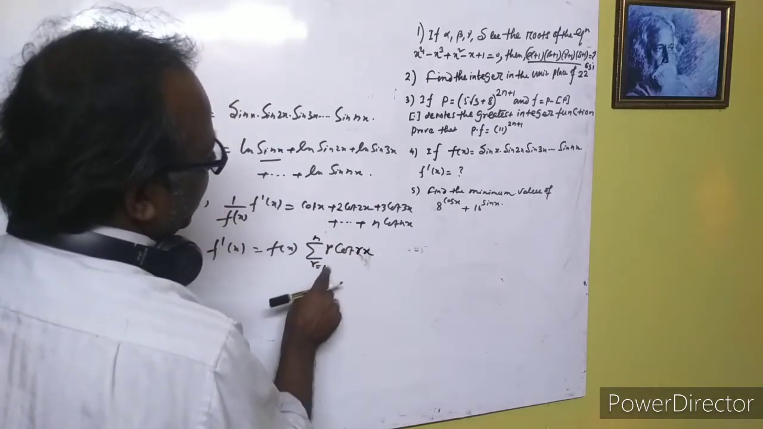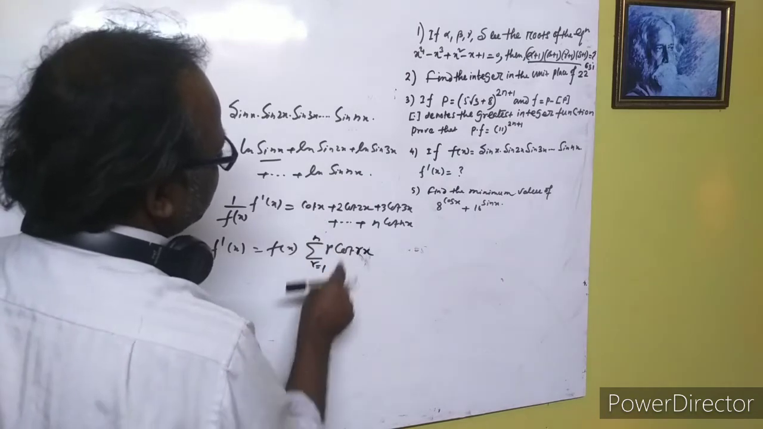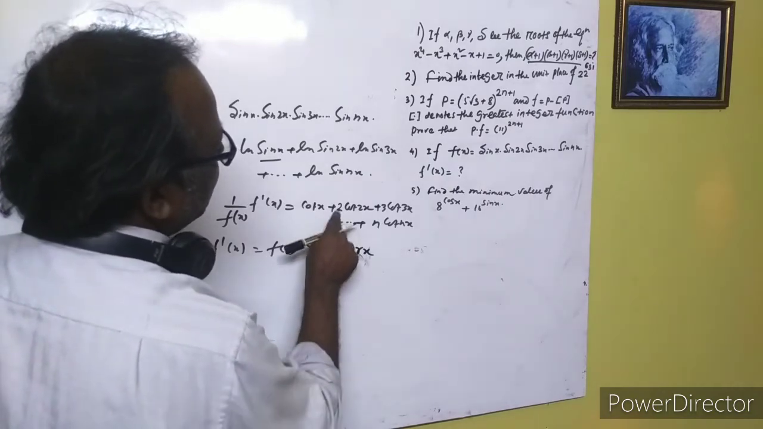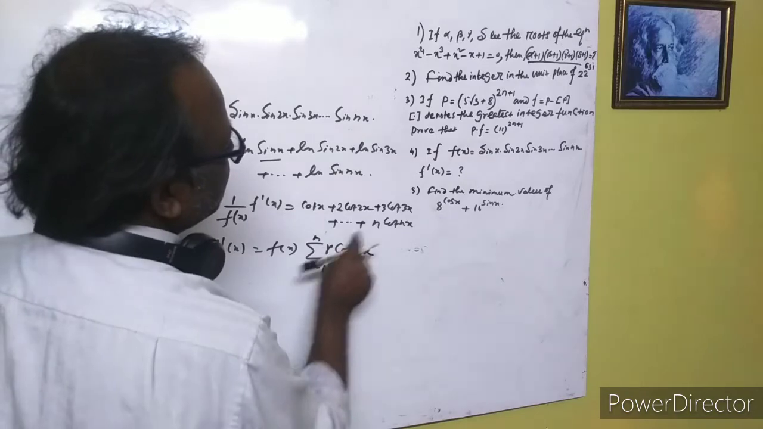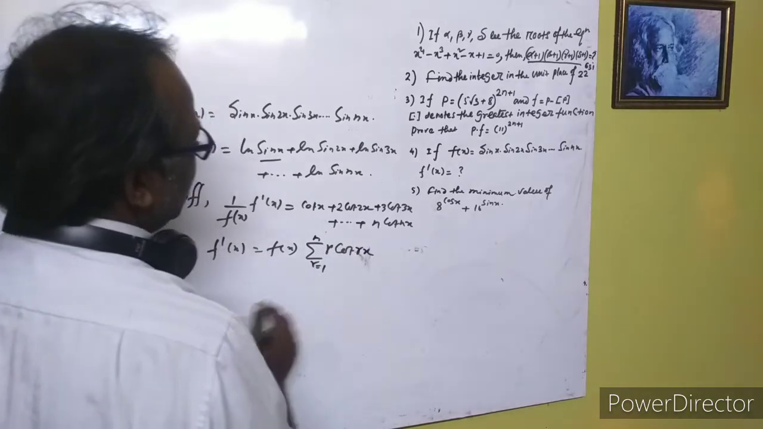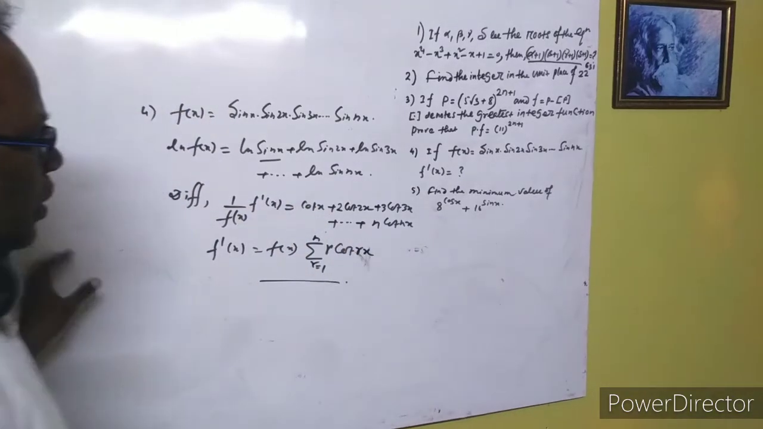See, if we put r equal to 1 in this place, then we get this. If we put 2, then we get this. If we put 3, then we get this, and if we put n, then we get this. Okay, so this is your answer.